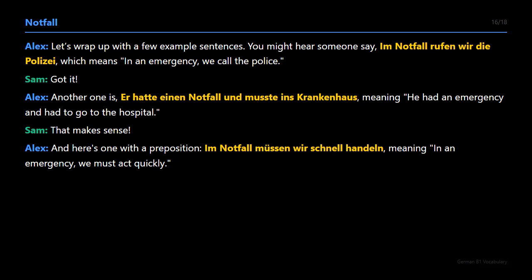You might hear someone say, Im Notfall rufen wir die Polizei, which means in an emergency, we call the police. Got it. Another one is, Er hatte einen Notfall und musste ins Krankenhaus, meaning he had an emergency and had to go to the hospital. That makes sense. And here's one with a preposition, Im Notfall müssen wir schnell handeln, meaning in an emergency, we must act quickly.